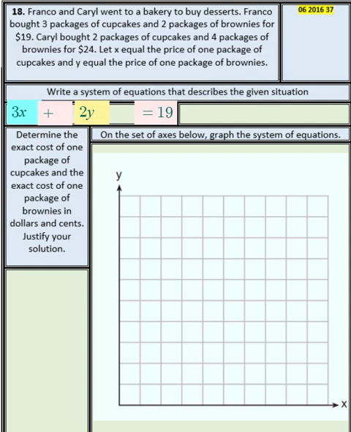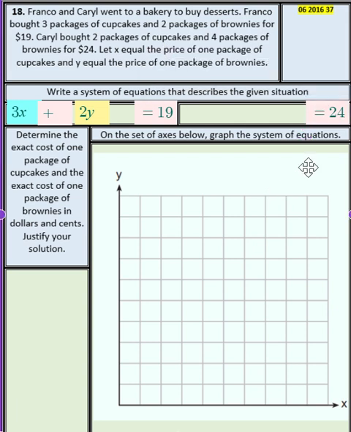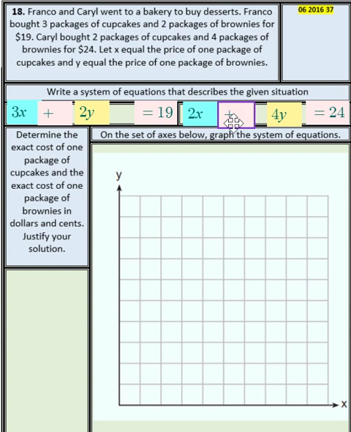So let's talk about Carol. Carol spent $24 total. Her money was spent on 2 packages of cupcakes and 4 packages of brownies. And again, we're going to add those 2 values together. That's our system of equations.